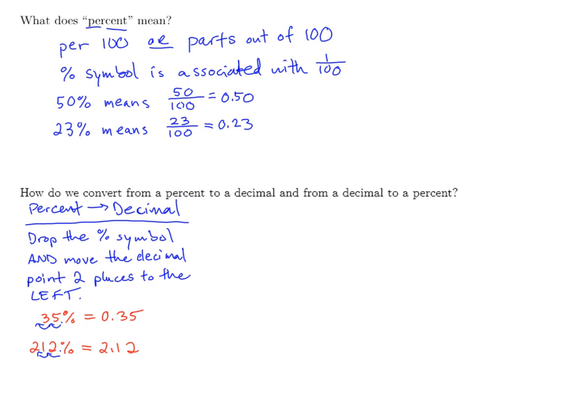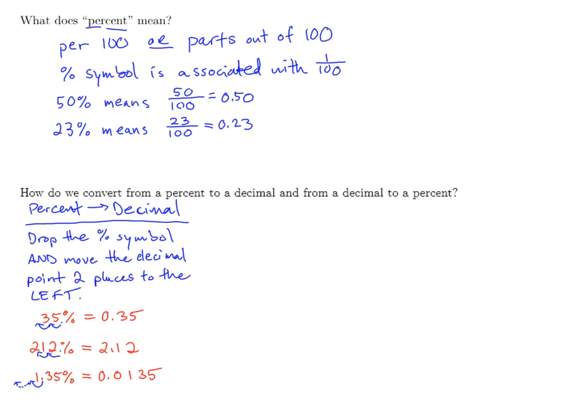Let's do one more. Let's take something like 1.35%, so a little bit more than 1%. Thinking of moving that 2 places, you'll see that when we move 1 place to the left, there's not anything else there. So we're going to have to put a 0 directly after our decimal. And so we'll have 0.0135.